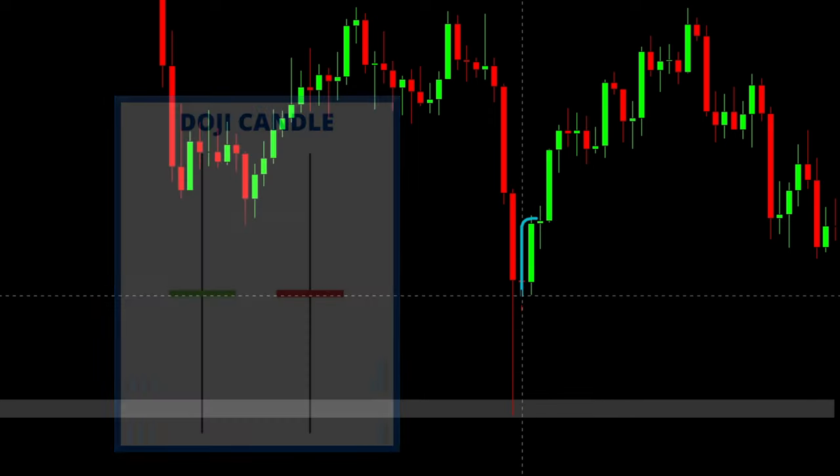So as you can see, first of all, the first candle of the pattern is this green one right here. And this one comes after a very strong move towards the upside. And that is the first thing we need to see. We need to see a strong move towards the upside.